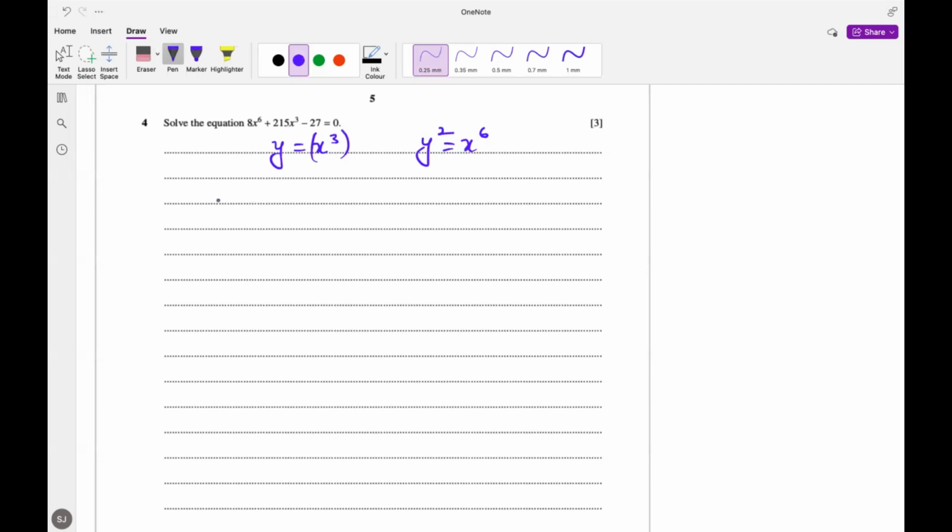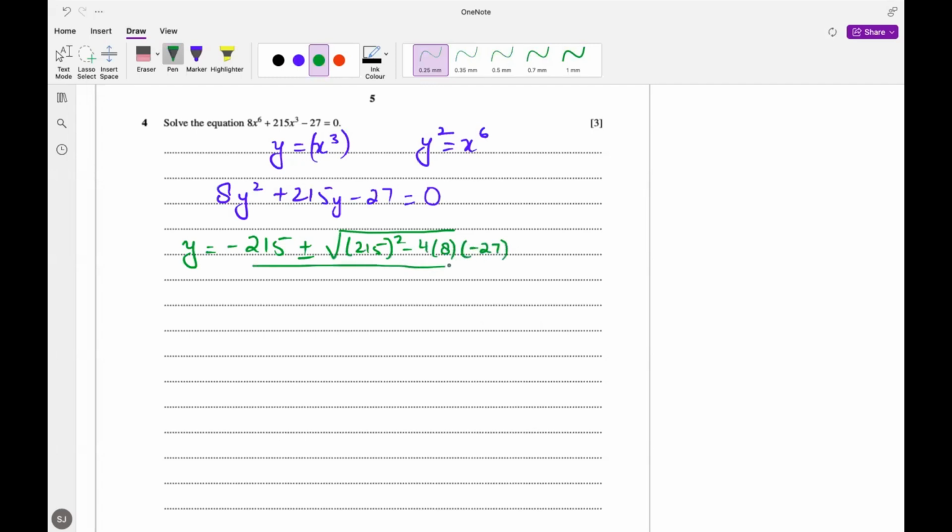So we'll have a quadratic equation of the form 8y squared plus 215y minus 27 equals 0. Now we can apply the quadratic formula. So we can say y equals minus b, so minus 215 plus minus square root of b squared minus 4ac. So b is 215 whole squared minus 4 into a is 8 and c is minus 27, divided by 2a. So this will be 2 into 8.